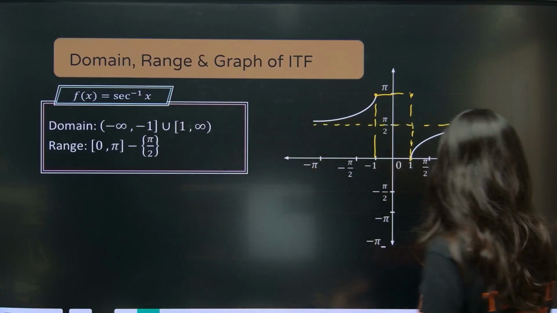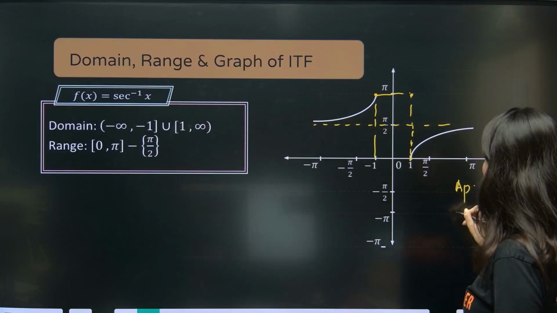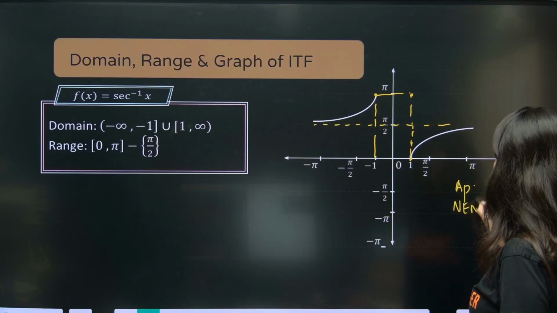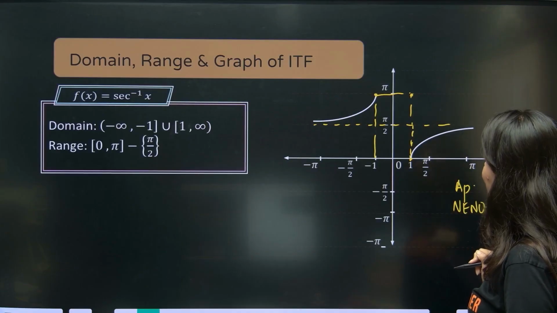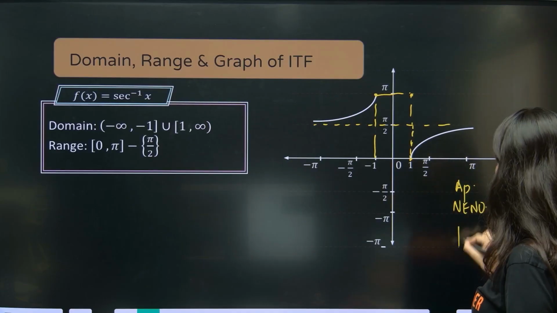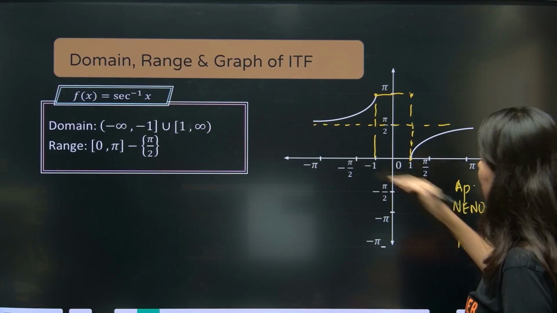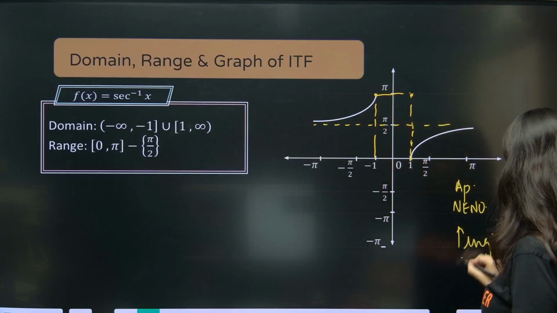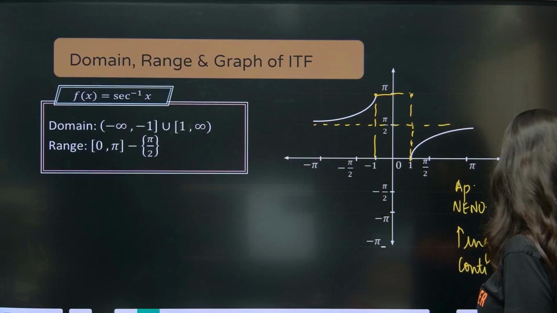Again, aperiodic, neither even nor odd. Now is this decreasing or increasing? See, this is an increasing graph. This is increasing, then this is also increasing, and continuity is there.